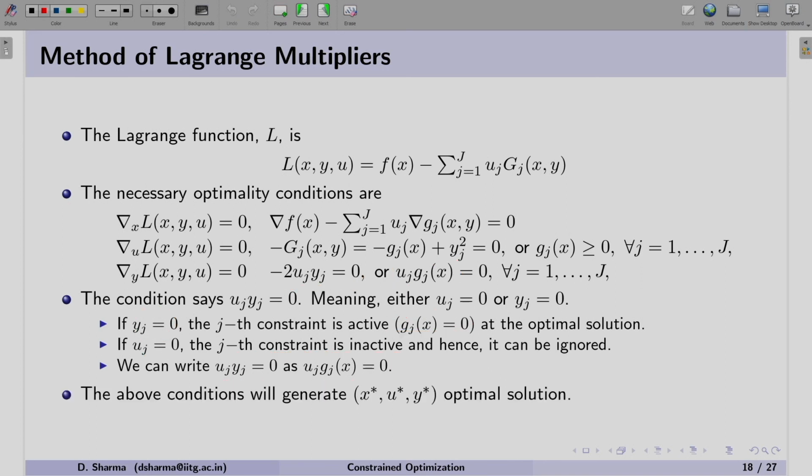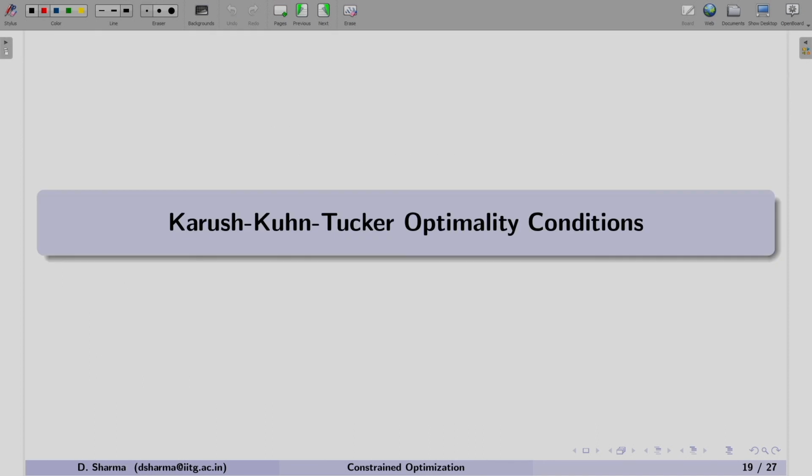equals 0. Now, the above condition will generate the x star, which we generally refer to as the optimal point or the optimal values. So, we have x star, u star, y star, and that is the optimal solution for the given problem. Now, this method of multipliers is actually helpful to find the KKT conditions. The KKT conditions are referred to as the Karush-Kuhn-Tucker optimality conditions for constrained optimization. So, let us look at the KKT conditions now.